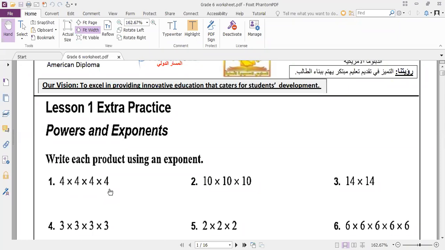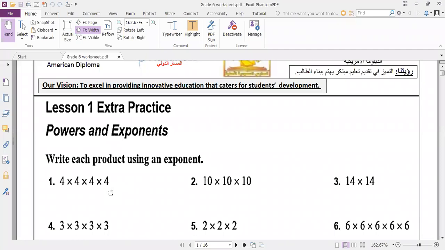So this one is written 4, and over that, as a power or exponent or index, I will write a small 4 as a power. If you have a number raised to a power, how many times is this number repeated? I will write the base down, 4, and how many times is it repeated? 4. So it equals 4 raised to power 4.